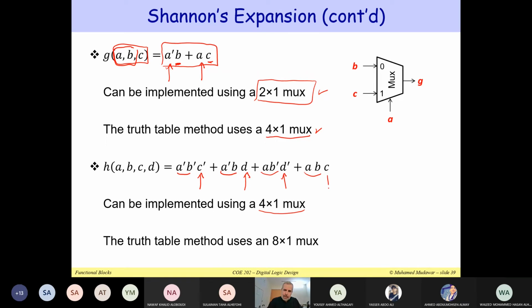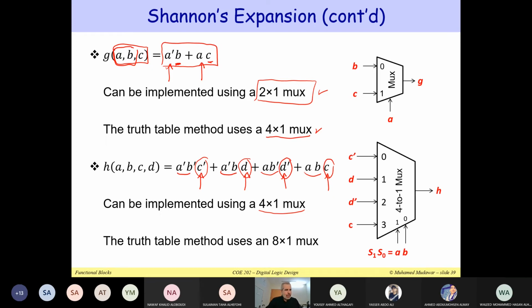Now this means that we have to connect C prime, D, D prime, and C as the data inputs to a 4-by-1 multiplexer. So this is an implementation of this function using a 4-to-1 multiplexer. So notice that the select inputs here are A and B. And here we have C prime connected to input 0, D connected to input 1, D prime connected to input 2, and C connected to input 3. And I only used a 4-to-1 multiplexer to implement this function.